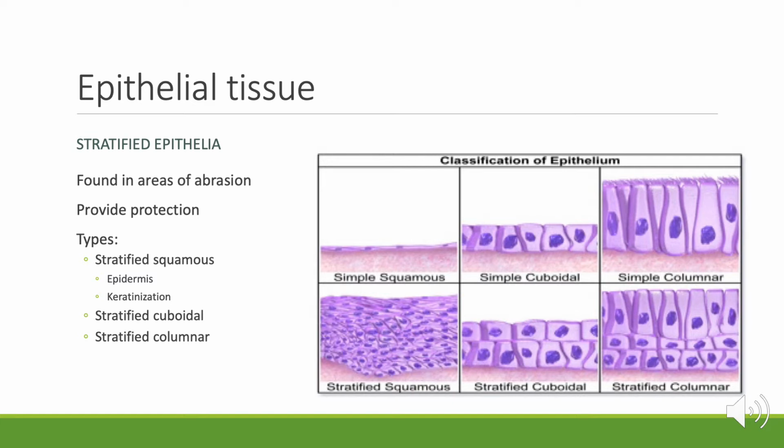Stratified cuboidal tissue is uncommon and found in some sweat glands. Stratified columnar epithelium can be found in mammary and salivary glands.